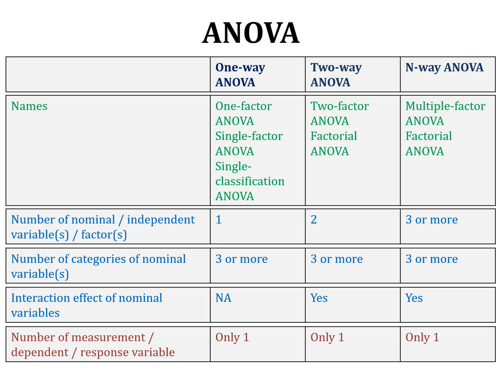And then the number of measurement, or the dependent or the response variable, is only one. In all of these cases, this is only one. So this is a quick comparison of these three types of the ANOVA.